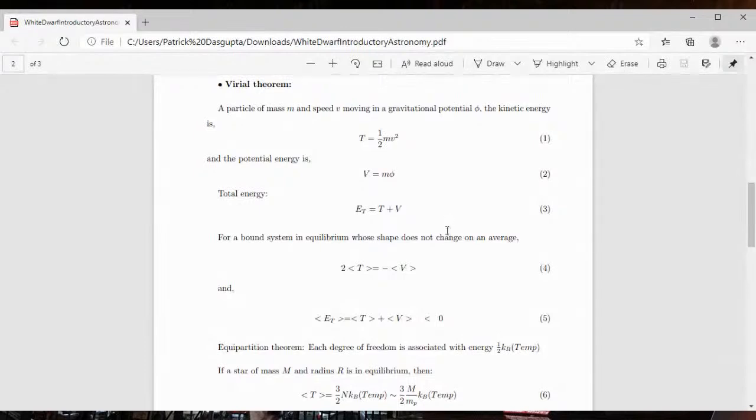What the virial theorem asserts is that twice the average kinetic energy must be the negative of the average potential energy. Let me pause for a little while and make some remarks. Note that kinetic energy is always positive. Why? Because v squared is a square of a number, it is always positive.